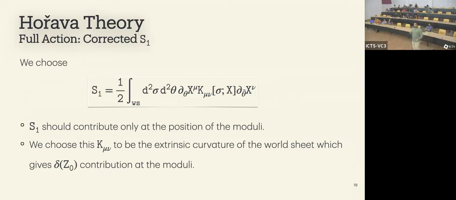The first answer, what we found, is the corrected action: instead of pi mu nu, what we took is the next natural tensor, which is the extrinsic curvature. You take the extrinsic curvature and it captures all the infinities properly, and it has a delta function contribution around any moduli you calculate.